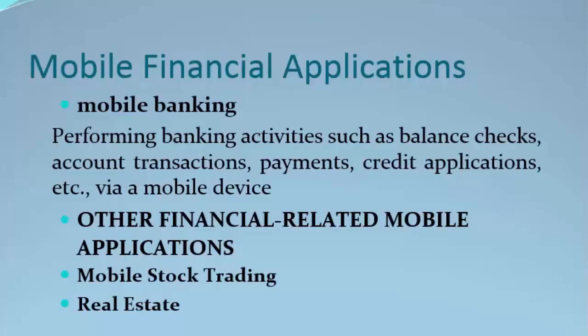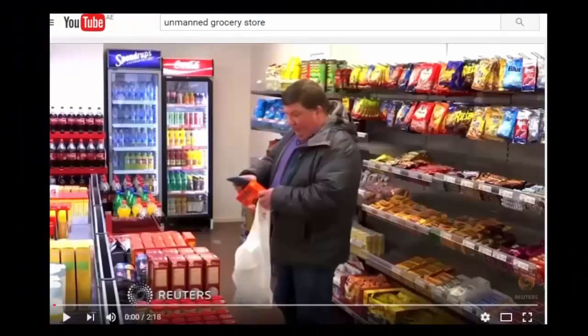While I'm talking about mobile banking, I want you to watch a very interesting video. Just watch this video. I'm going to play this. This is called an unmanned grocery store. It is Sweden's first unmanned grocery store. I'm going to play the video.